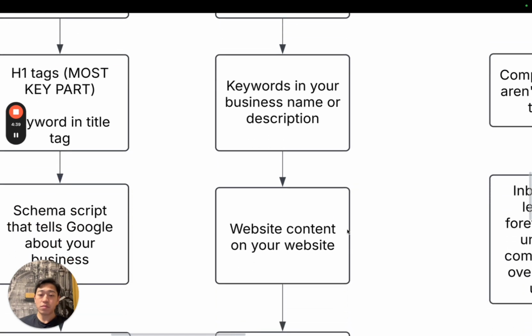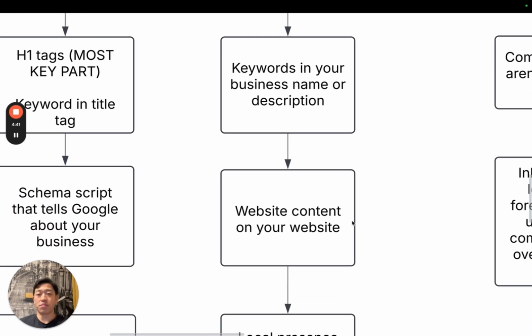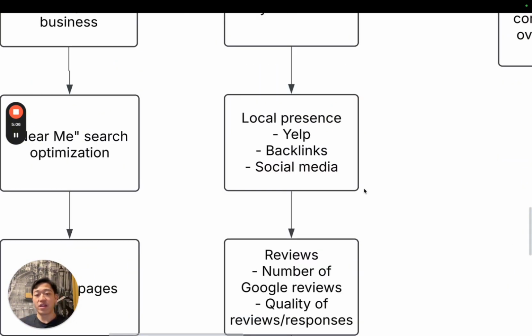After that, Google also determines ranking based on the website content on your website. Google will scrape through all of your pages and see what type of services you offer. If it doesn't give much detail or doesn't have any reviews, Google is going to penalize you for that and you won't rank as high. And the next thing is local presence.